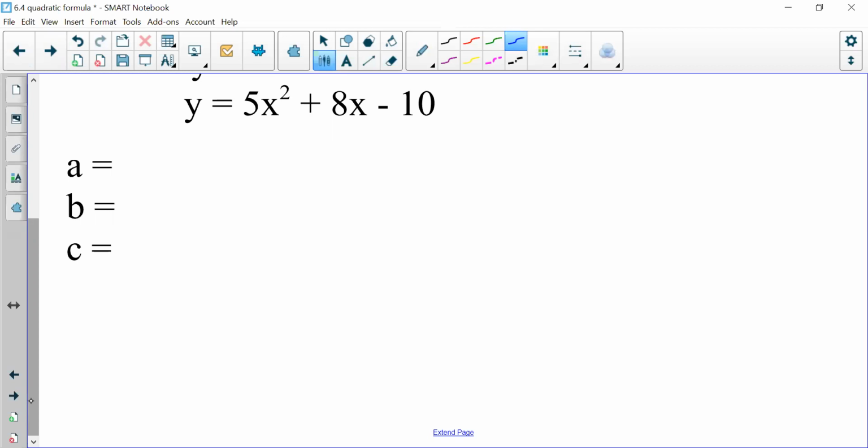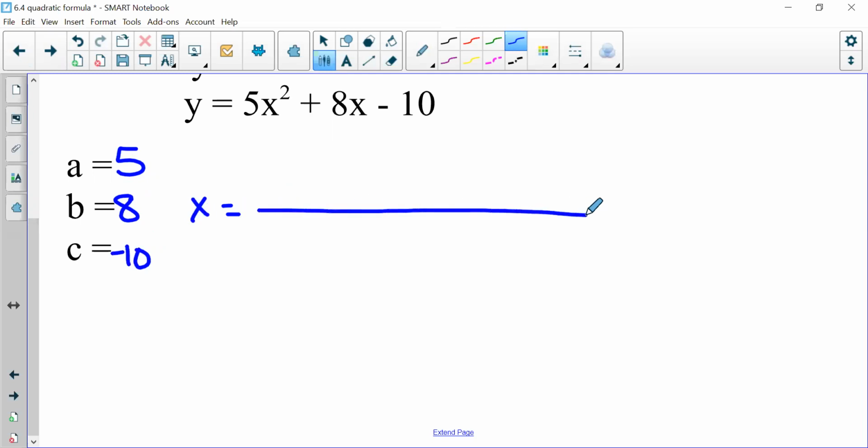Okay, what's your A, B, and C for this one, guys? Matthew? Your A would be 5, your B would be 8, and then your C would be negative 10. Good. Okay, then you just grab your formula. Now just tell me exactly what this is going to look like, plug in numbers. Okay, so it would be negative B, or sorry, positive 8 plus or minus the square root of 8 squared.